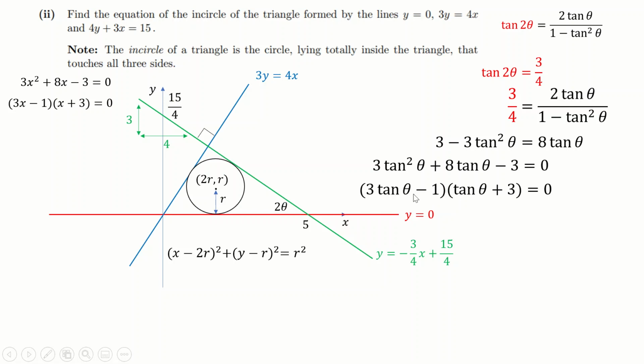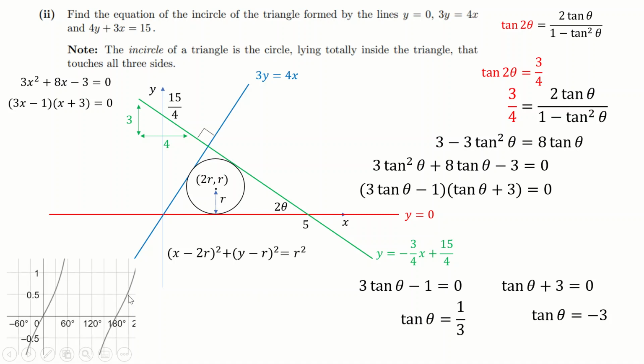Okay, this is good, because that means either this is equal to 0 or this is equal to 0. Which means either tan theta is a third, by adding 1 and dividing by 3, or tan theta is equal to -3. Now, which is it? Because it's only one thing. Well, notice how 2 theta is an acute angle, which means theta is definitely an acute angle, right? Now, looking at the tan graph, tan of an acute angle is a positive number. So it's not going to be this. So tan of theta is this, I can now say.